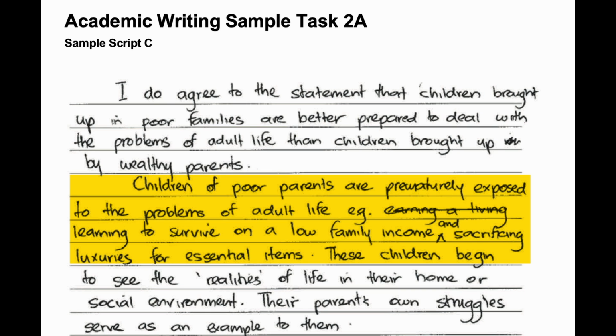Learning to survive on a low family income and sacrificing luxuries for essential items. This seems to be his logic for this answer. The whole premise of this second paragraph is very general and not really that specific. It's just using common sense logic to suggest that children from poorer families are used to making general sacrifices, and it doesn't really provide any concrete evidence to suggest that that is true.